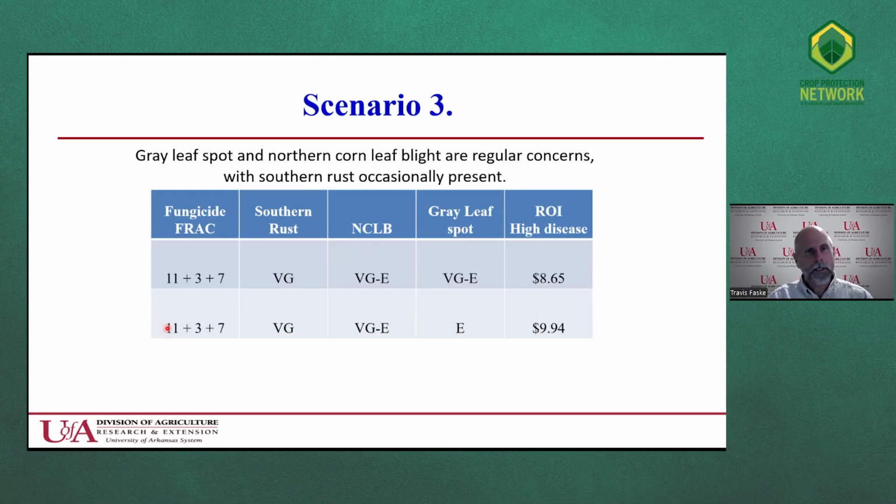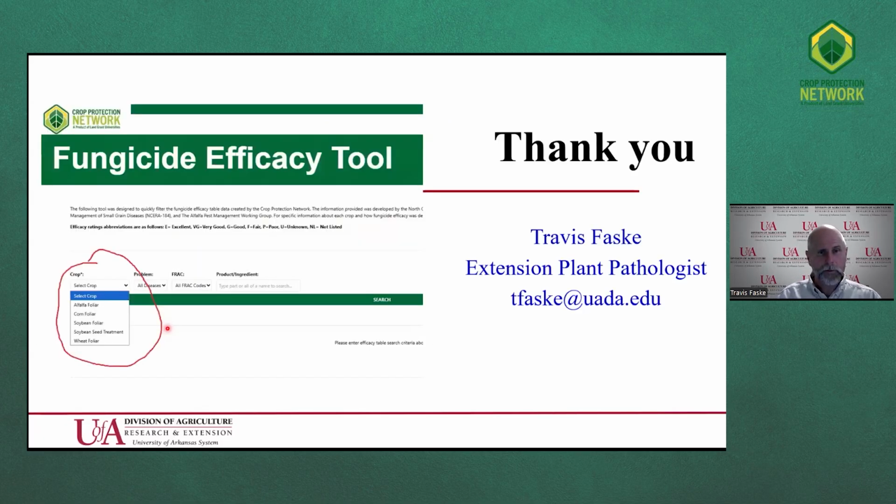Okay, so that's how I would use those tables, the ROI calculator for fungicide selection. So I hope you found that as a simple example on selecting a fungicide. I'll point out that on the Crop Protection Network, there's a fungicide efficacy tool in addition to the tables. And so there's a lot of other crops to select from. And again, you can use that same sequence of selection that we went through for any disease within those crops as well.